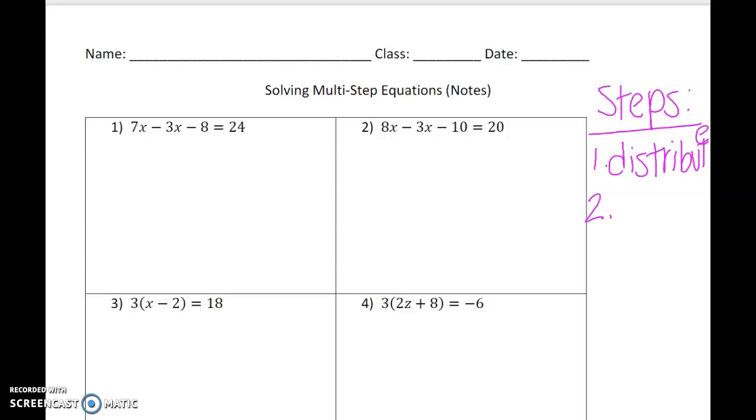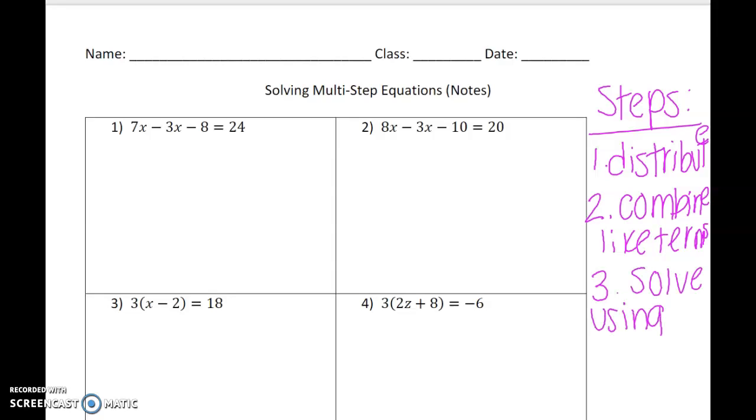And then my second step is to combine like terms. And then my third step is solve using reverse order of operations.